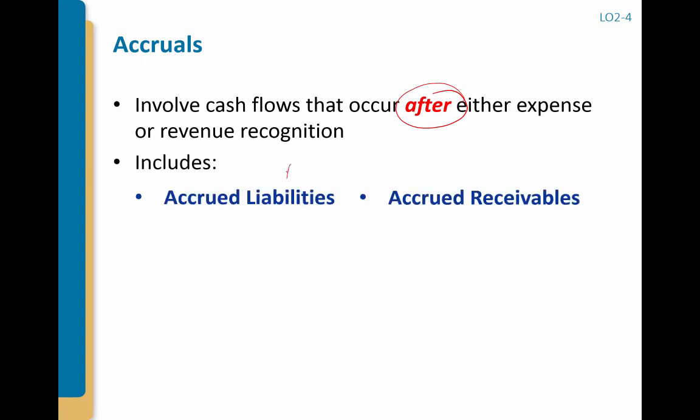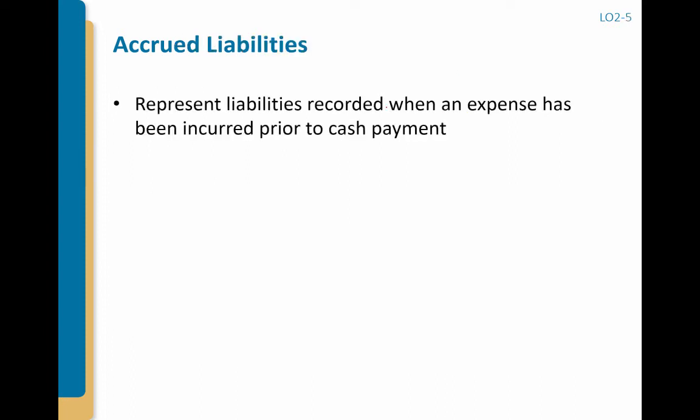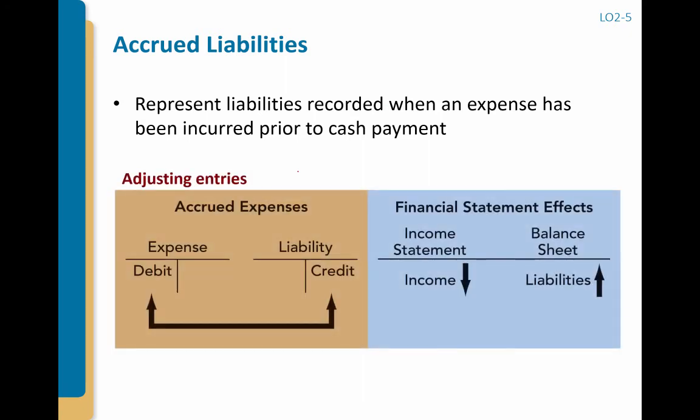Liabilities is our most common accrual, accrued liabilities. And basically that's usually involving external transactions that are recorded from a source document, and then sometimes it may generate from internal transactions. And basically what an accrued liability represents is a liability when an expense has been incurred but you have not yet paid the cash, again to bring us to an accrual basis of accounting.